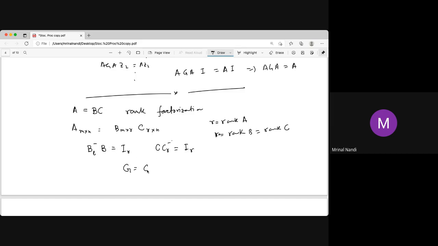That my G is the right inverse of C multiplied by the left inverse of B, and this is my G inverse. But we have to prove that.